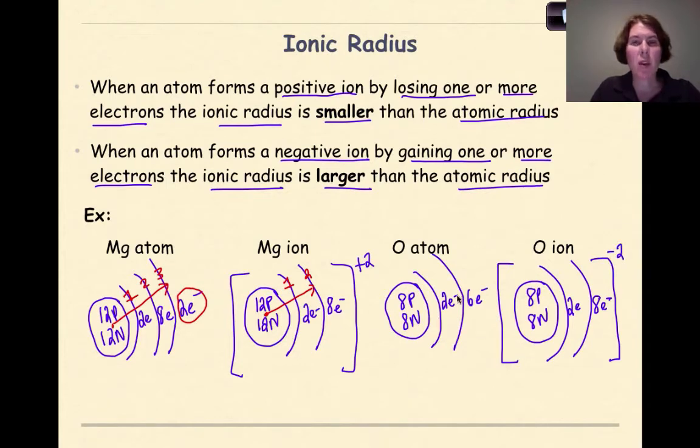Comparing the atomic radius of oxygen to the ionic radius of an oxygen ion is much more difficult than when you're looking at an atom going to a positive ion. In an atom to a positive ion, it's much more straightforward. You've lost that outermost shell, the ionic radius is going to decrease. In this case, though, going from an oxygen atom to an oxygen ion, my outermost shell is actually expanding.